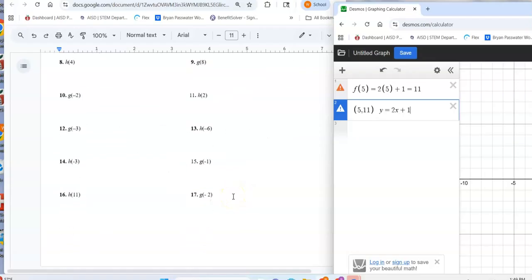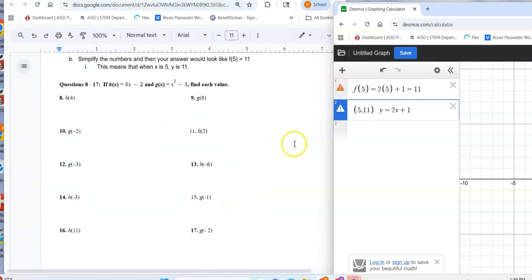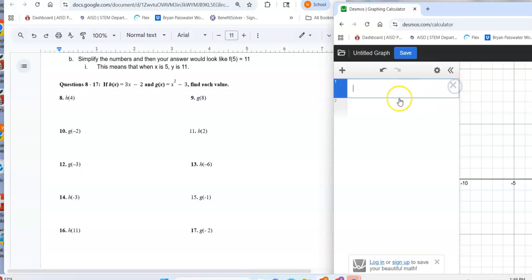Okay. Now, as for this, what you got to be aware of is the letter of the alphabet before the parentheses of x, because the letter tells you what function to use. For questions 8 through 17, h of x is 3x minus 2, g of x is x squared minus 3. If the question says h, like number 8 does, you use the h function. So it says h of 4, so it says 3x minus 2, right? That is h of x. So what that's asking you to do is replace the x with 4. And that means the answer for number 8 is 10.